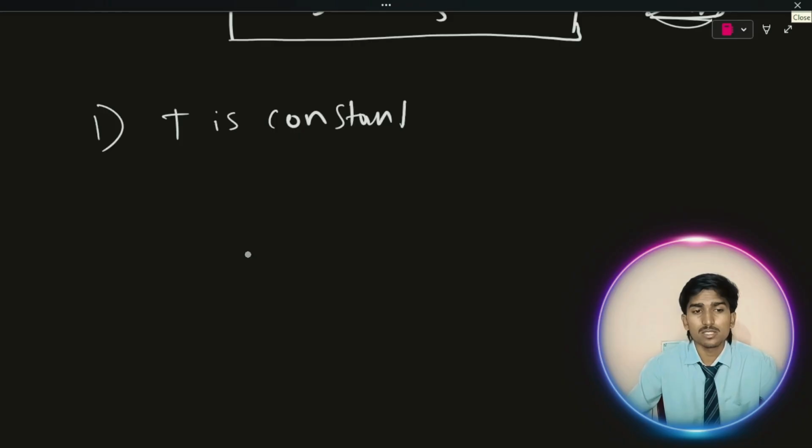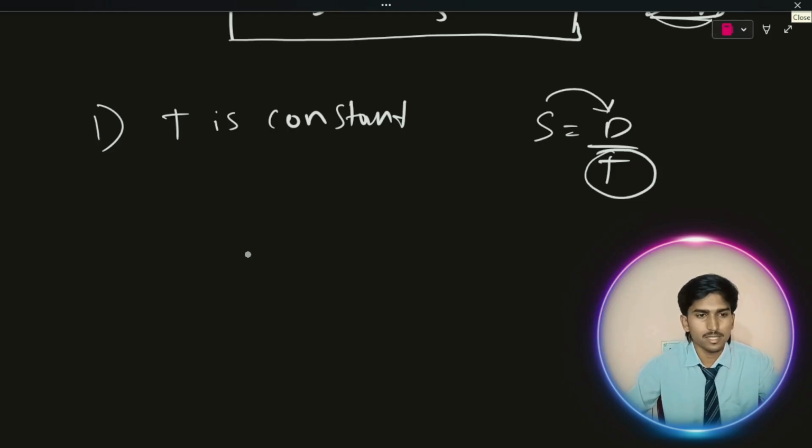And the next important thing is that three proportionality conditions are there. You should understand what they are. The first one is when time is constant, because most of the questions we are going to solve are based on these conditions. When time is constant, we know that speed is equal to distance by time, so speed is directly proportional to the distance. That means speed 1 by speed 2 is equal to distance 1 by distance 2.